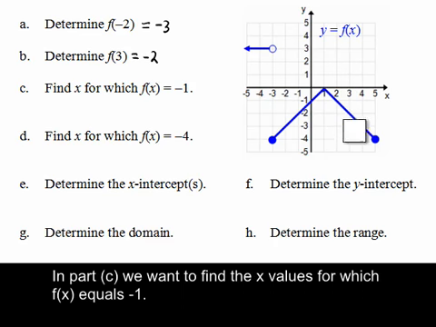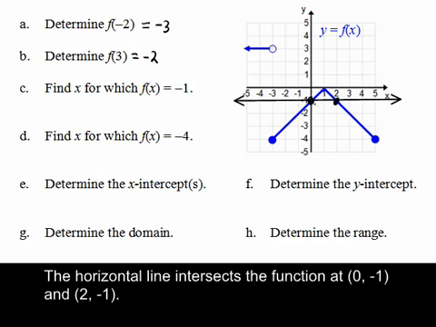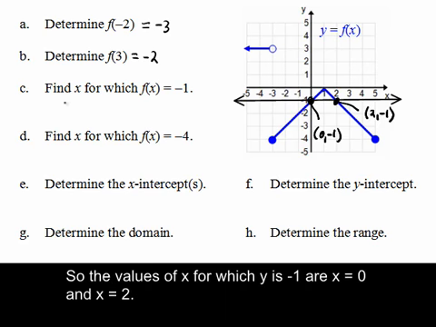In part C, we want to find the values of x for which f of x equals negative 1. What I'm going to do is draw a horizontal line through y equals negative 1. The horizontal line intersects the function at 0 comma negative 1 and 2 comma negative 1. So the values of x for which y is negative 1 are x equals 0 and x equals 2.